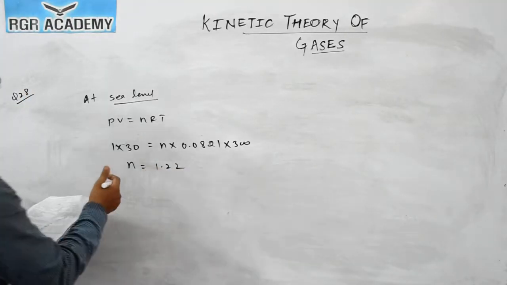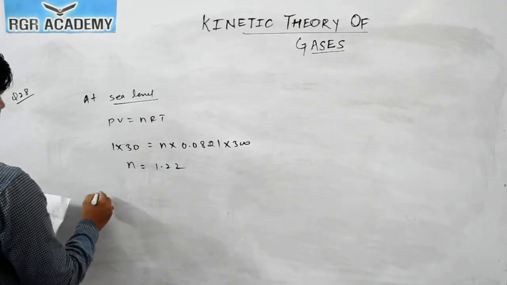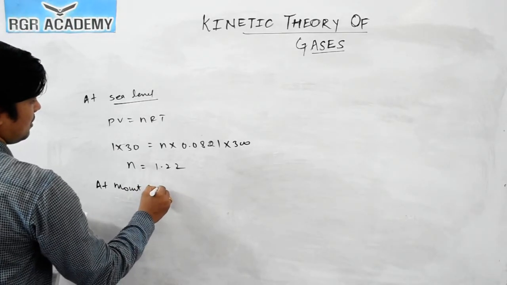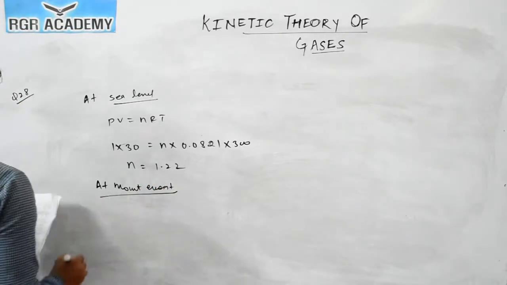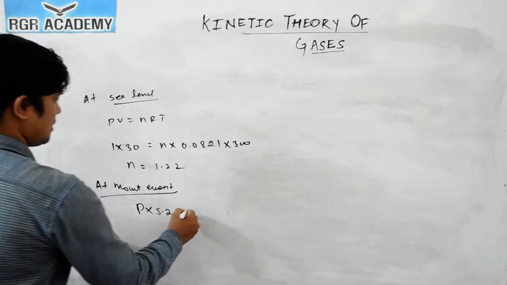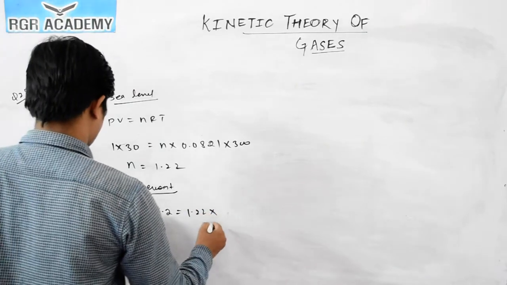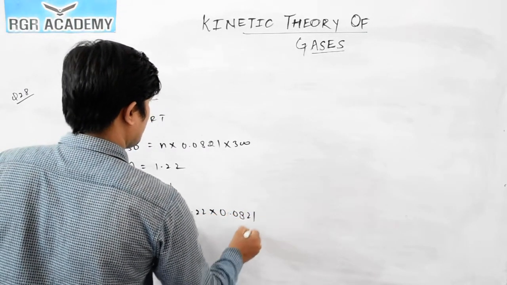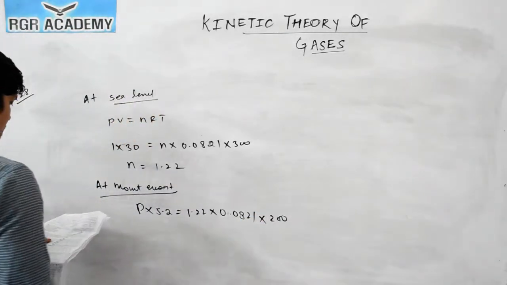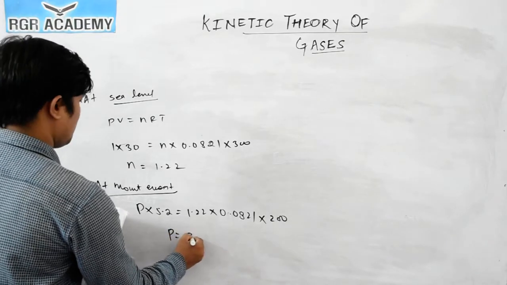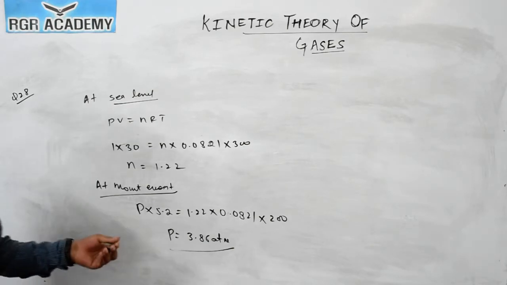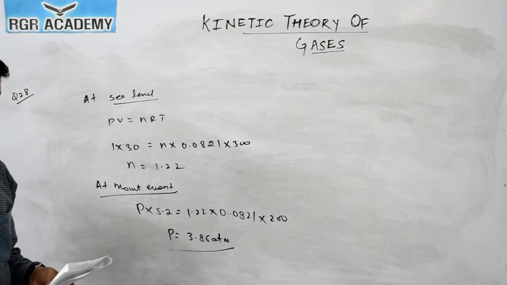Now at Mount Everest, the number of moles will remain the same. So P into V, with V being 5.2, is equal to n, which is 1.22, into R, which is 0.0821, into temperature, which is minus 73, so that is 200 Kelvin. If we solve this, P will be equal to 3.86 atmosphere. Clear? So the answer is 3.86, which is given in option number 3. So the answer is 3.